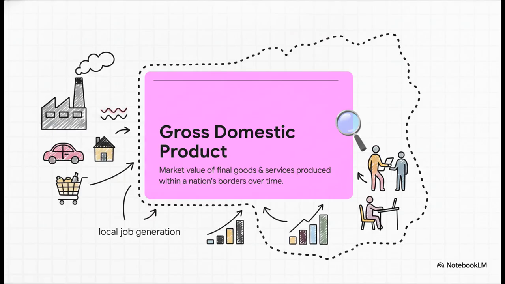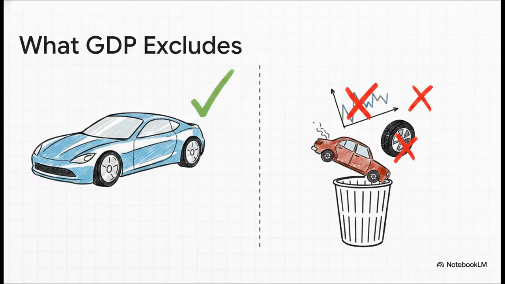But the absolutely crucial part here is geographic borders. GDP is totally obsessed with local domestic activity and job generation. Literally, if it's made here, it counts here, period. But honestly, what GDP leaves out is just as important as what it includes.